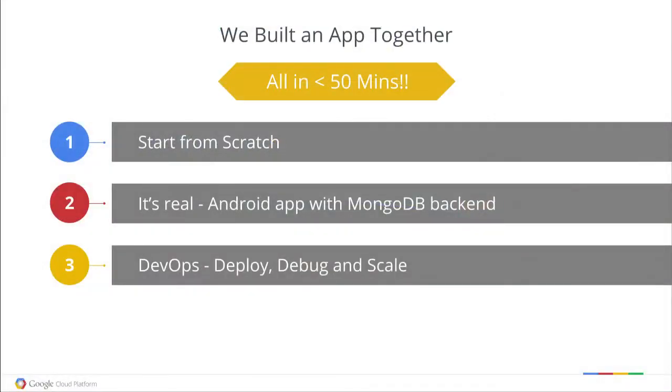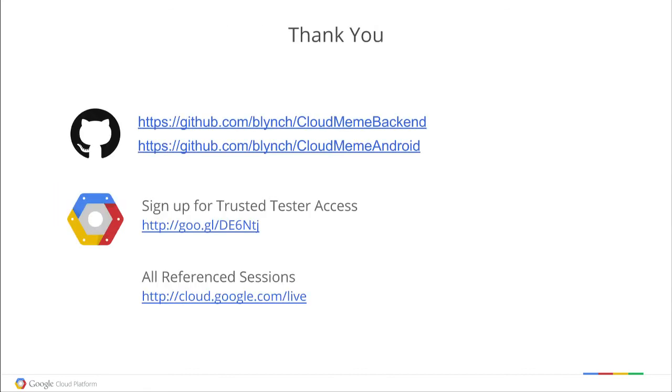Okay, so I hope what you saw is that we started from scratch. We created a brand new application that was real. It had an Android app, a MongoDB backend, and we showed you some basic DevOps scenarios with deploying at scale. The source code for the actual meme generation app, if you want to launch your next startup, that's a meme generator, is all available at that GitHub URL.